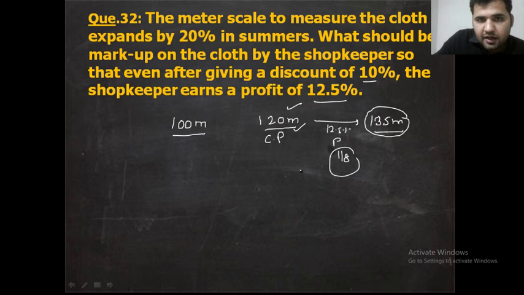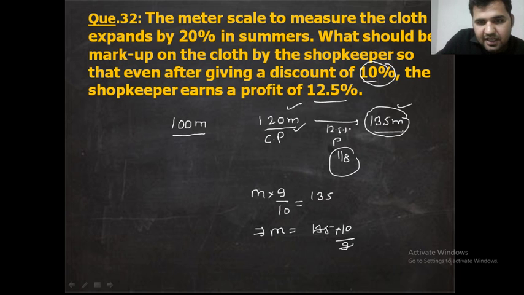So now he is also giving a discount of 10%. So after the 10% discount, 9 by 10 of the mark price will be equal to 135. So the mark price will be equal to 135 into 10 upon 9, that is 15 into 10, that is 150 meters. Okay, so finally, the mark price I need is 150 meters.